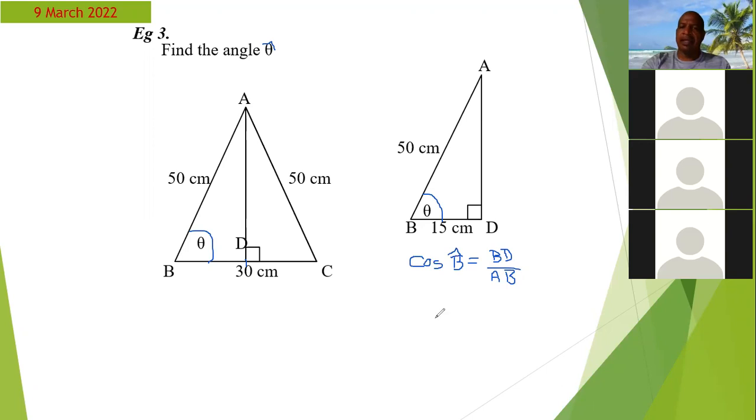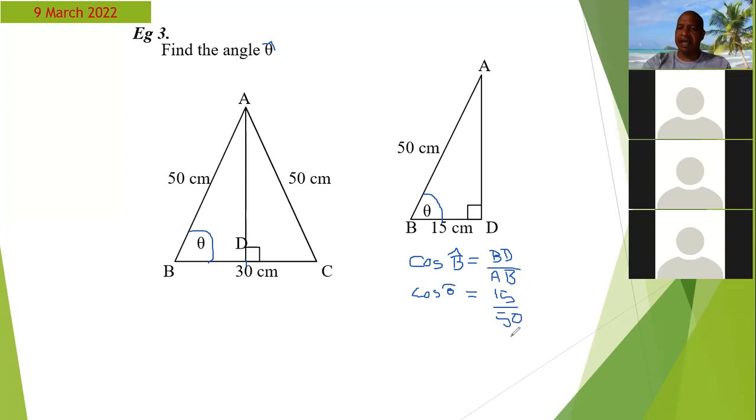Yes. All right, so now what we are going to do is put in what we have in terms of values. So the angle that we're finding is theta, so we're going to replace the angle B with theta. So we're going to find the cos of theta. Theta is now the angle. And in terms of the side BD, we got that to be 15. So we'll put 15 over what we get for the hypotenuse, which is 50.